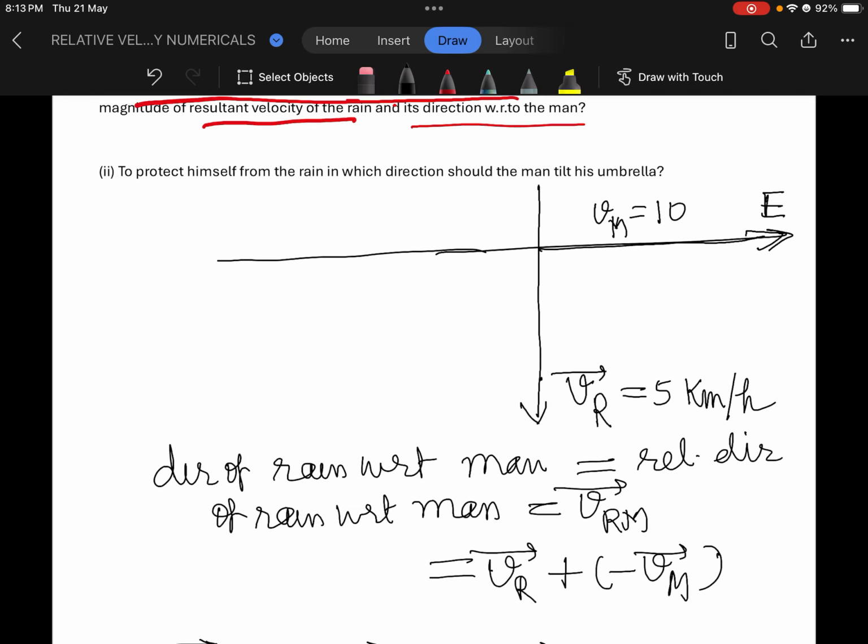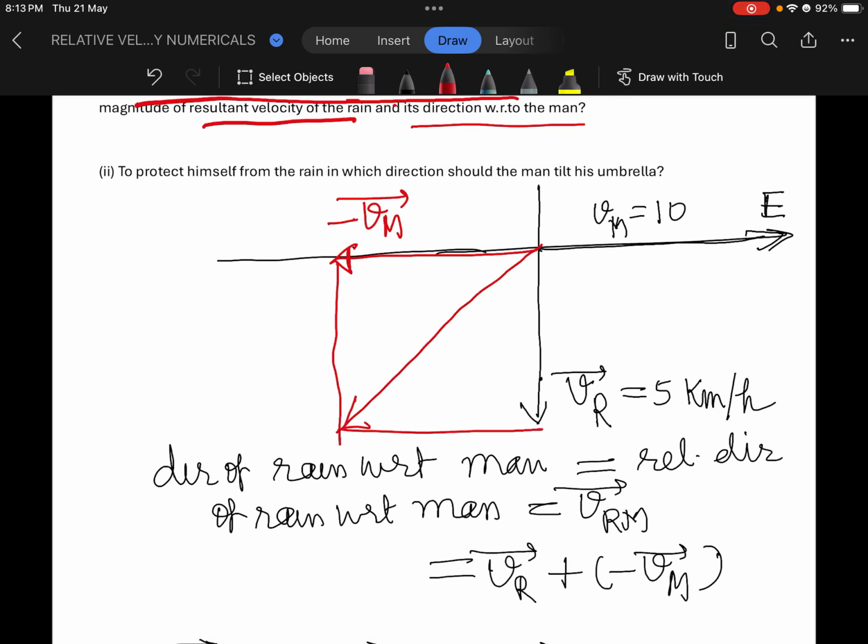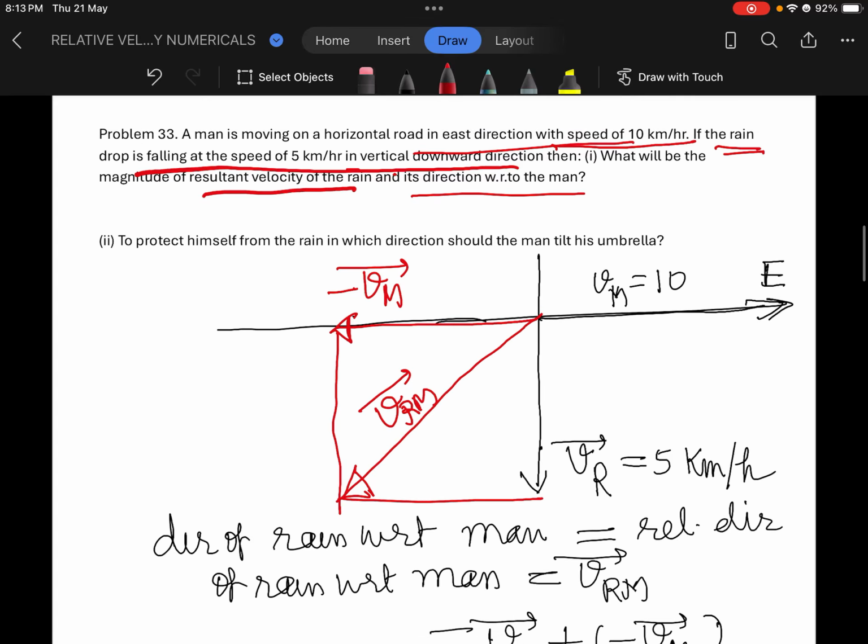So see here, what is the negative vector VM? Negative vector VM will be this. What is the resultant of these two? You can complete the parallelogram. This will be the VRM. It's clear. Now you have to find this direction. You have to find the magnitude of resultant velocity of the rain, means VRM, its value, and its direction from here. It's clear. So very simple.